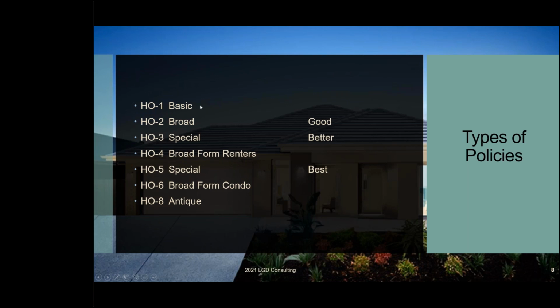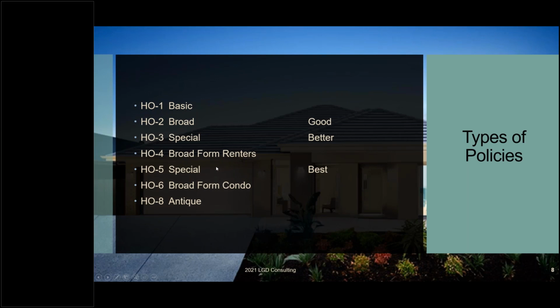So for a home policy, since HO1 really isn't available, if you own a home, HO2 would be good. HO3 would be better. It's a special form. But HO5 would be the best if you own a home, because it does give you more coverage on your personal property. Again, if you own a home, your options are HO2, HO3, and HO5.